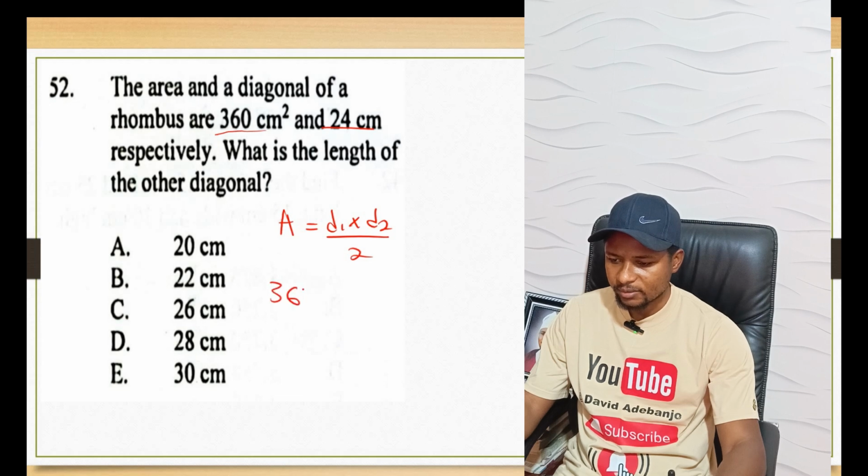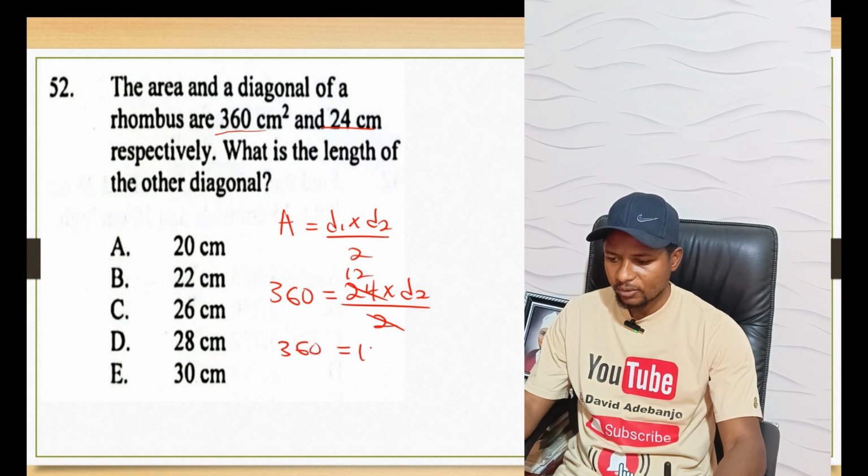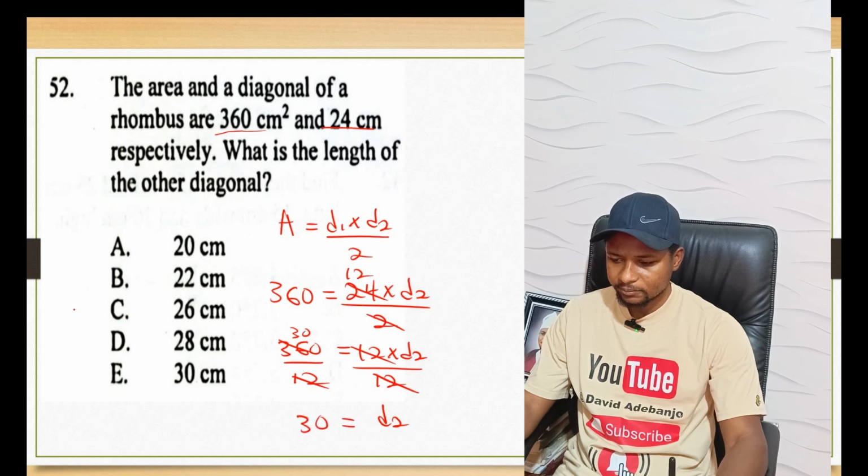So we have the area to be 360, diagonal 1 to be 24. We're looking for the other diagonal, d2. 24 over 2 is 12. So you have 360 equal to 12 times d2. Divide by 12. So 12 cancels 12, you have your d2. And 360 divided by 12, you have 3 and 0, that's 30. And that's the second diagonal. So E is our answer.